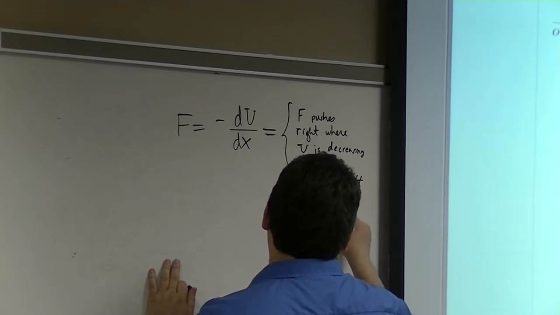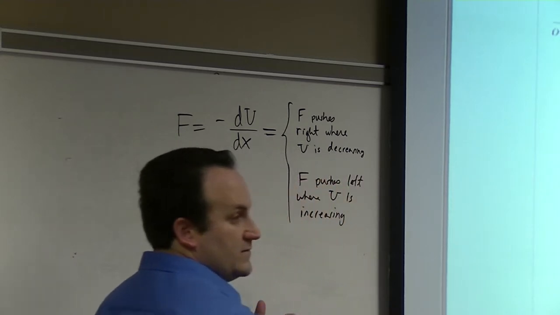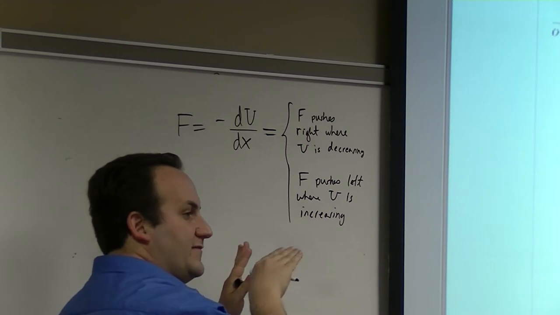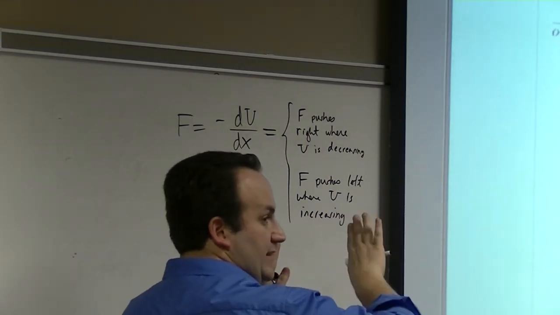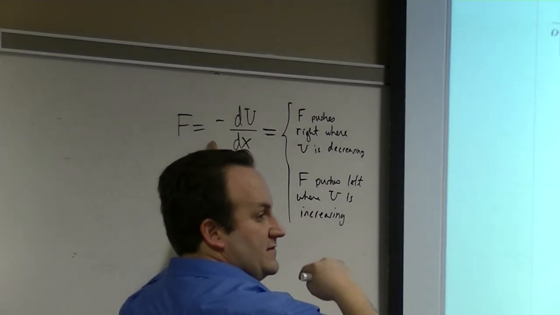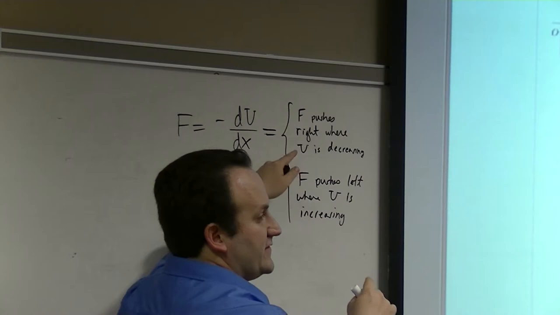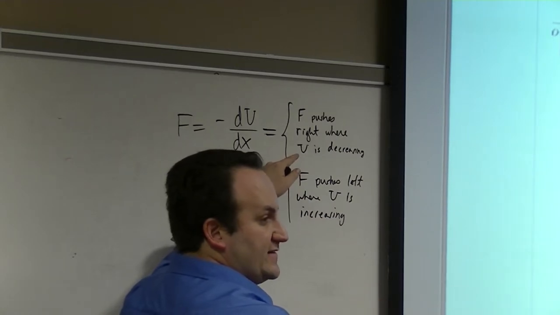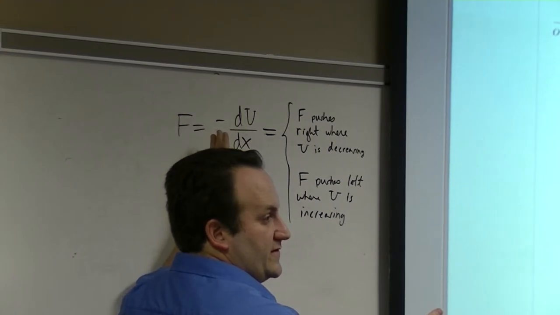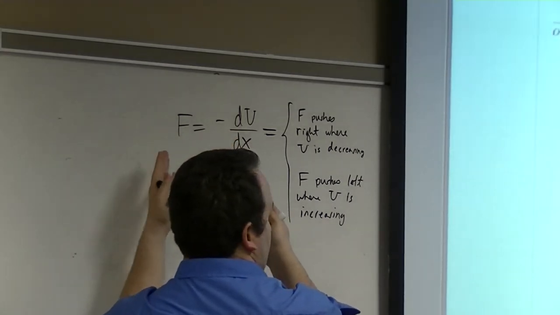Think about that for just a second. If dU/dx is positive, that means the potential energy graph is increasing at such a point. But then this minus says that the force is pointing to the left. Conversely, if the potential energy function is decreasing, that means dU/dx is negative, but minus and minus gives me a plus, which goes to show you that the force is going to the right. Okay, so that's what the deal is with the underlying force.